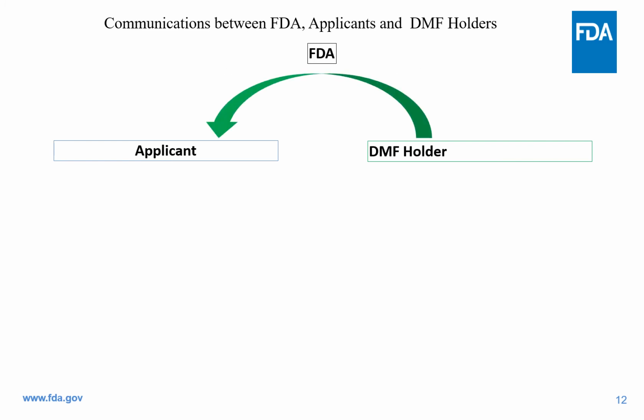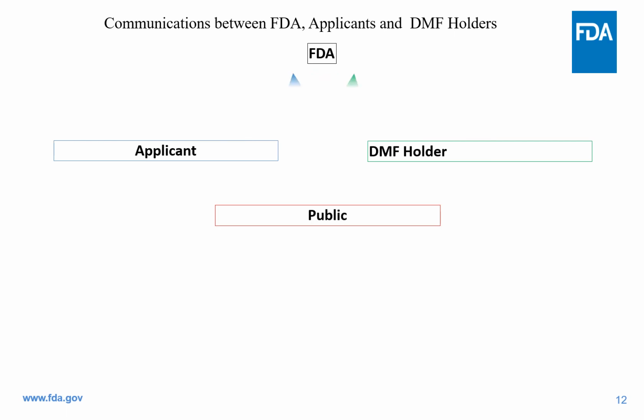Conversely, information from the DMF holder that is given to the FDA cannot be shared with an applicant. That is protected information. It is proprietary information. We do not share that. What will never happen is that information from a DMF holder or from an applicant is shared with the public. So again, even though we have communications between the FDA and the applicant, the FDA and the DMF holder, and the FDA and the public, we have very strict rules for what information can be shared and what can't be shared.